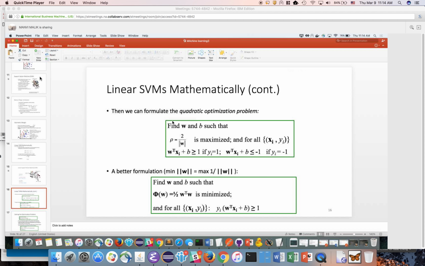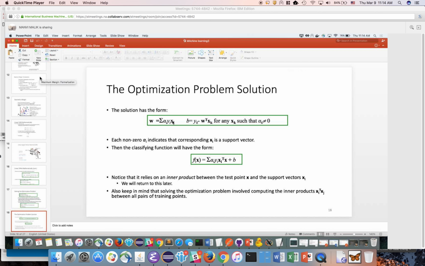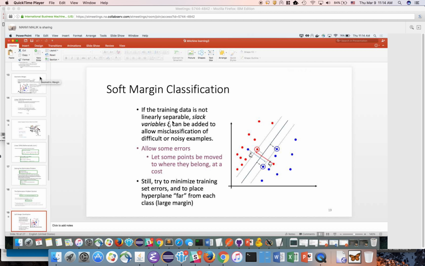Just to keep it moving, because we've got the gist of SVMs, the maximum margin and how we calculate that distance. There are better formulations to solve this and predict better, and I've just added these slides to give it completion.